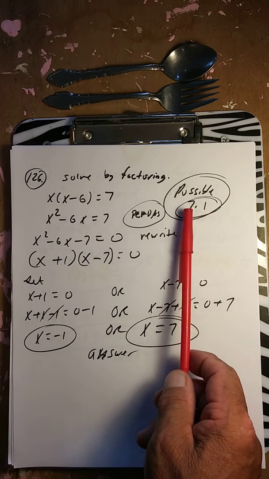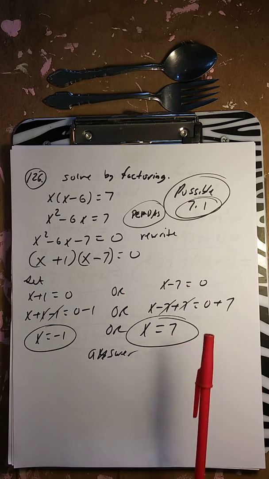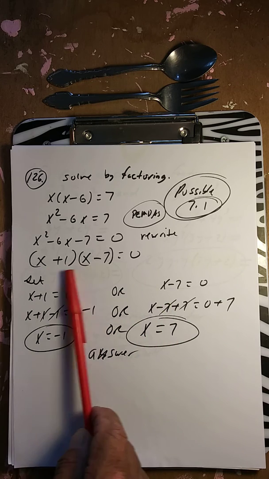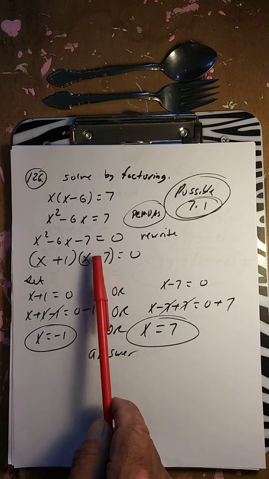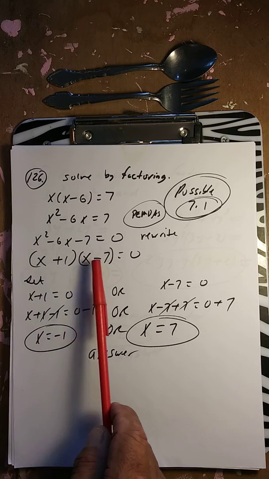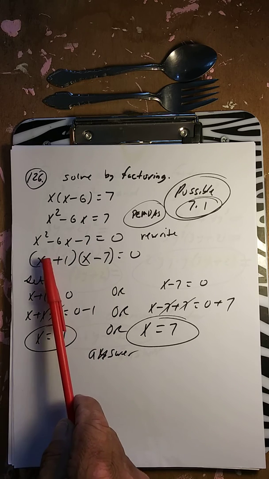And the possible numbers are 7 times 1. That's all there is, there's nothing else. So does that work? Let's see. 1 times negative 7 is negative 7. Yep. 1 minus 7 is negative 6. And x times x is x squared.